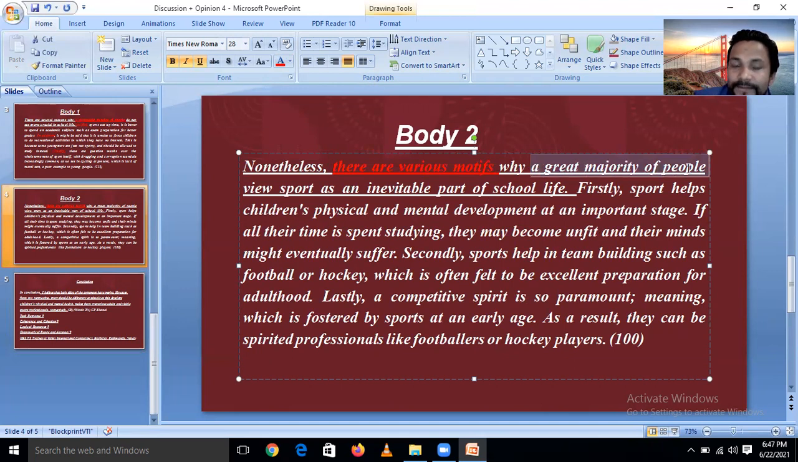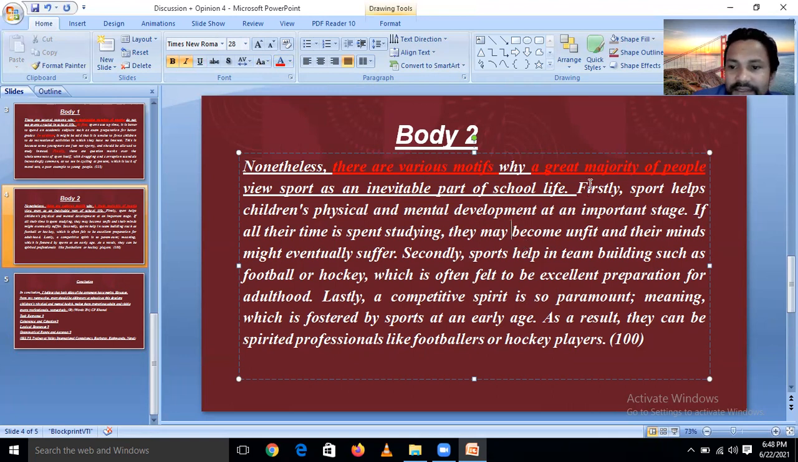look at this collocation. A great majority of people view sport as an inevitable part of school life. It is an inevitable part of school life. It is essential. It is an essential part.